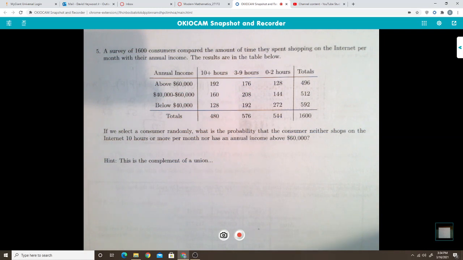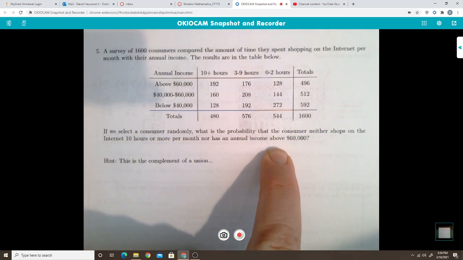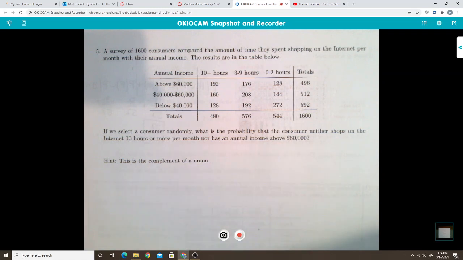The hint I'm giving myself is that this is the complement of a union. Yeah, it is, right? It is the complement of a union. The union in question is the union of people who shop on the internet for 10 or more hours per month and people who have an income of more than $60,000 a year, right? We want the complement of that.